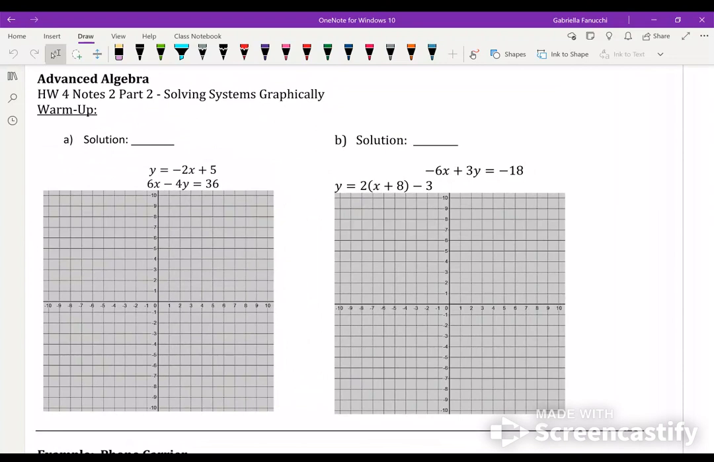Looking at these, this one right here is in point slope form. So you're given a point and you're given the slope. Start at that point that you're given and use the slope. Okay, so I'll just kind of help you out. I have the point. It is negative 8, negative 3. So that's where you start, negative 8, negative 3. And the slope is 2, so I'm going to go up 2 over 1. So just keep going.